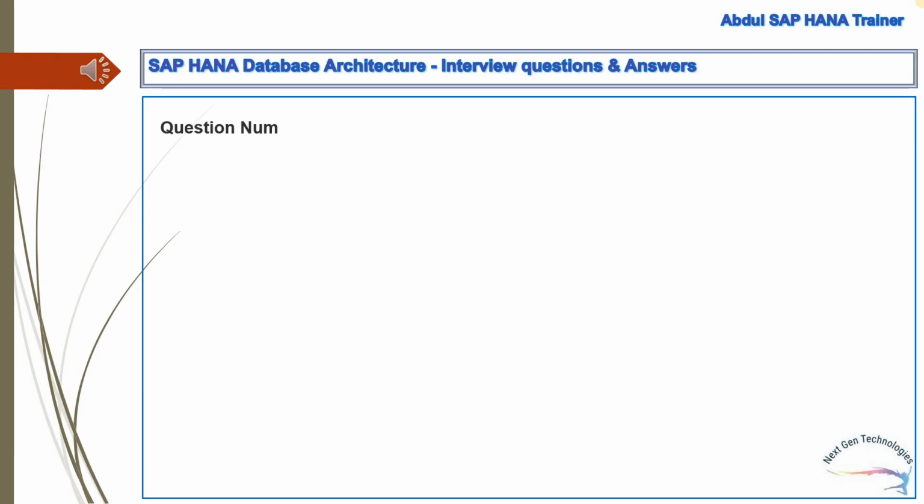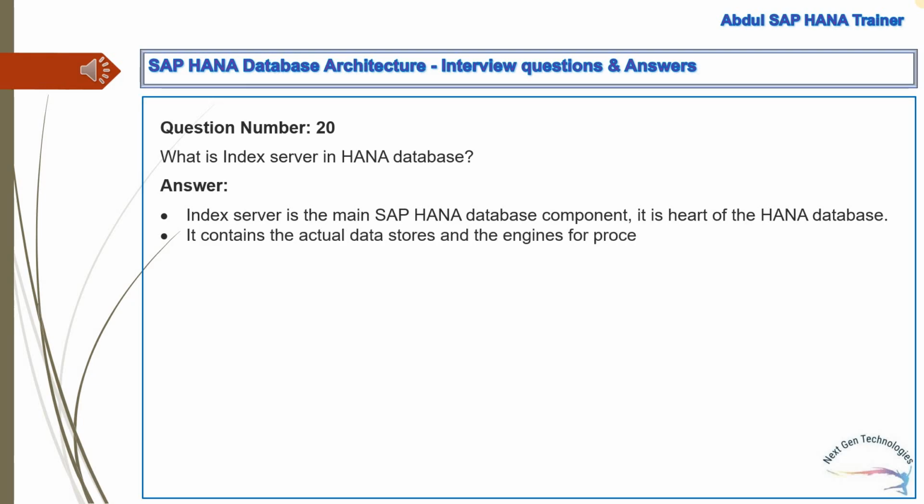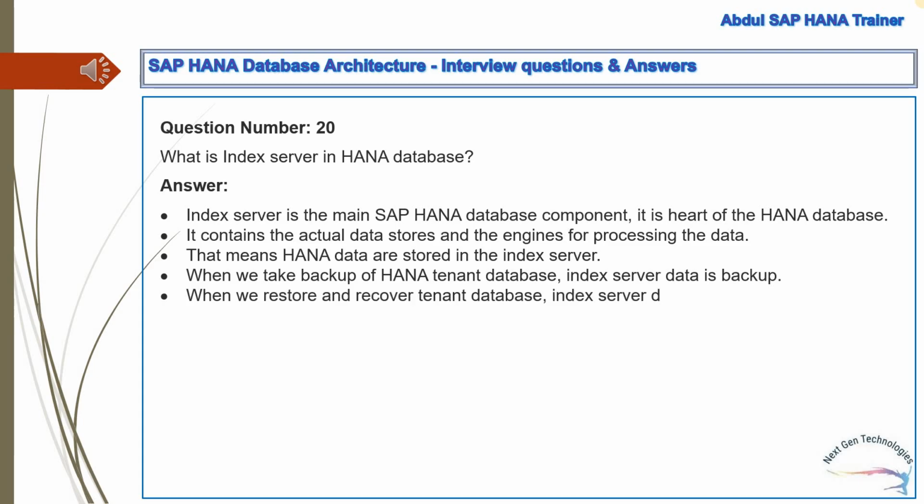Question number 20. What is index server in HANA database? Answer. Index server is the main SAP HANA database component. It is the heart of the HANA database. It contains the actual data stores and the engines for processing the data. That means HANA data is stored in the index server. When we take a backup of the HANA tenant database, index server data is backed up. When we restore and recover the tenant database, index server data is restored and recovered.